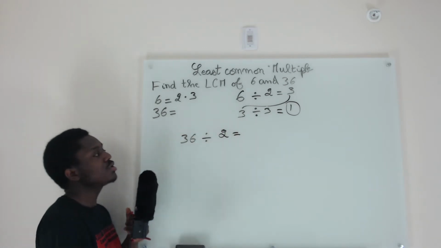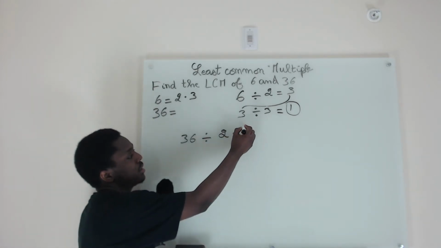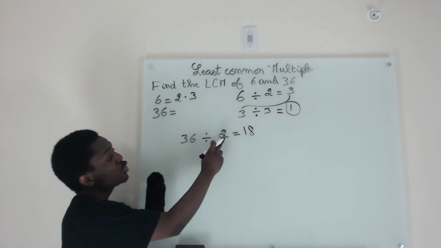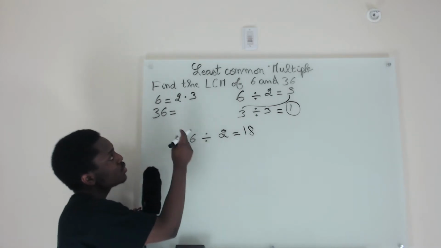Okay, so 36 divided by 2 is what? 18. And 18 is a nice number, it's not a decimal. So therefore, 2 is divisible by 36. So we can take this 2 and put it right here.